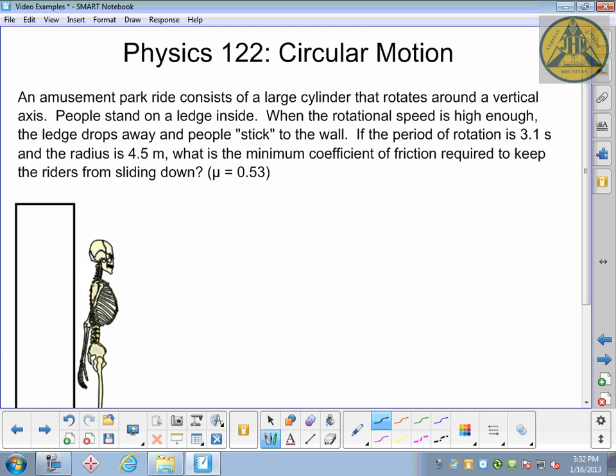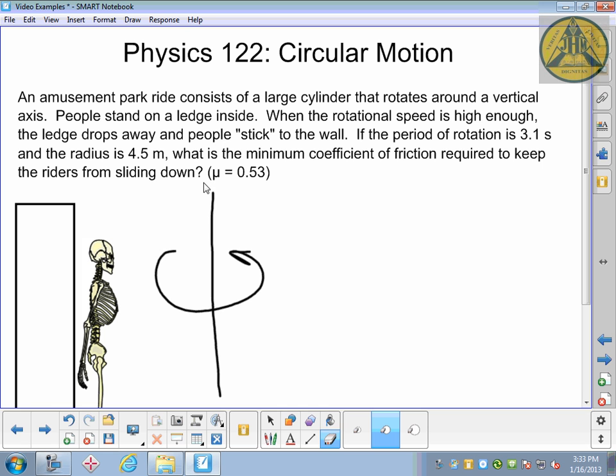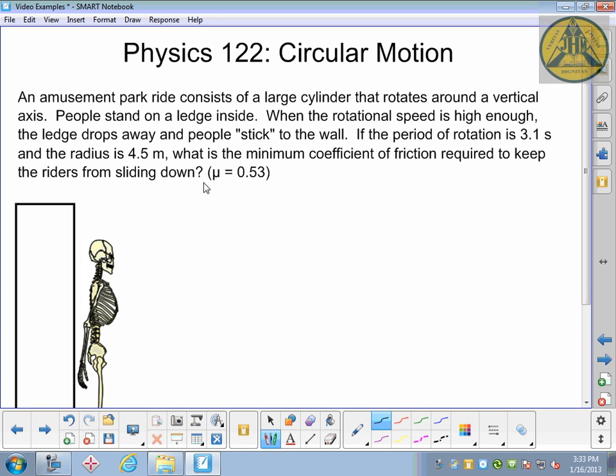An amusement park ride consists of a large cylinder that rotates around a vertical axis. The vertical axis just means here's the axis of rotation. If the cylinder was rotating, it'd be rotating outside of the page. So it's still horizontal circular motion, but the axis just happens to be vertical, right through the center. So don't confuse that with a horizontal circle problem.